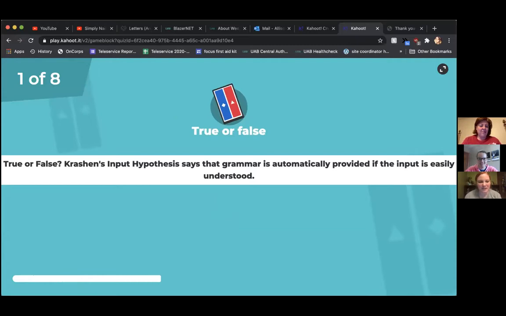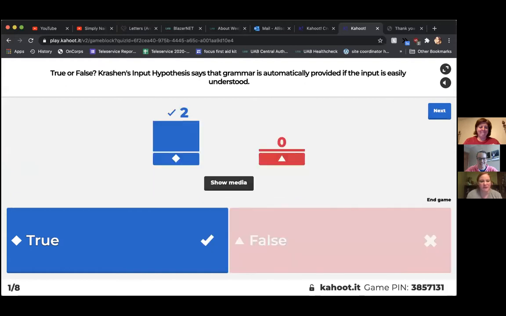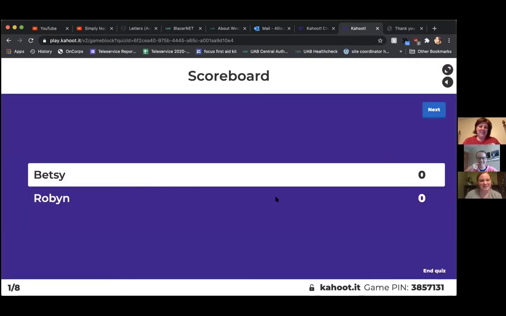Okay, true or false? Krashen's input hypothesis says grammar is automatically provided if the input is easily understood. Yay! Yeah. True. That was on my presentation. It was. Alrighty. I was waiting for the true to pop up because I knew it was true.